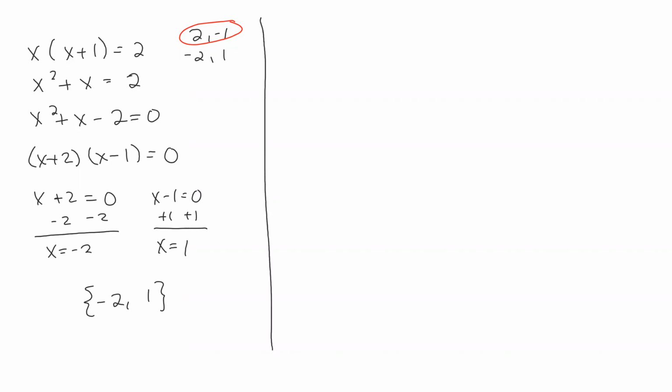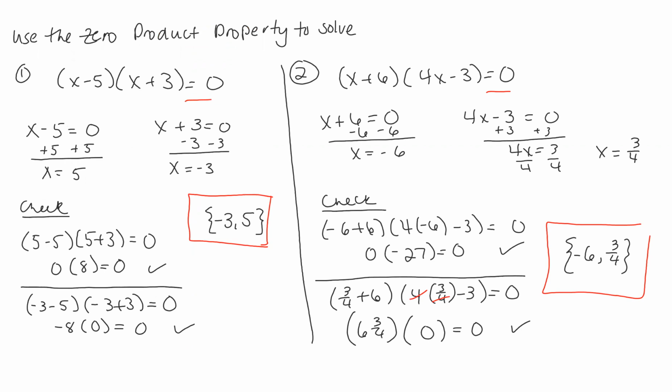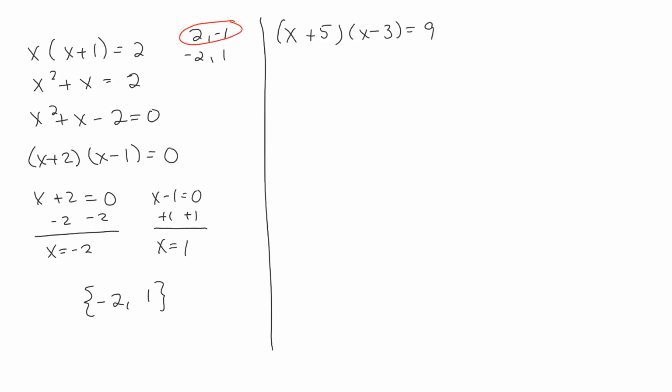All right, let's try another one. So next up, let's say I have x plus 5 times x minus 3 equals 9. So this is the same situation. It looks very similar to what we did here, where we had 2 binomials multiplied together, but they were equal to 0. So if we had a product that was automatically equal to 0, we could go ahead and apply the zero product property. That is not what's happening here. We're equal to 9. So the first thing we want to do is FOIL, and then we'll move the 9 over and simplify, and then we'll be in standard form.